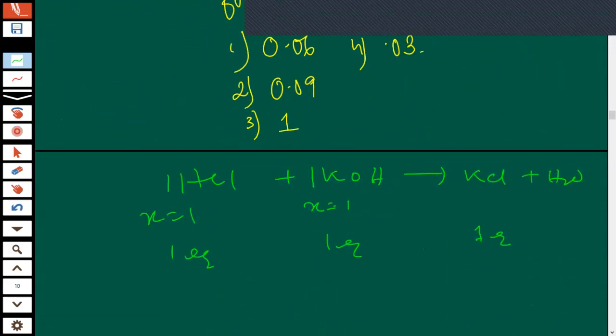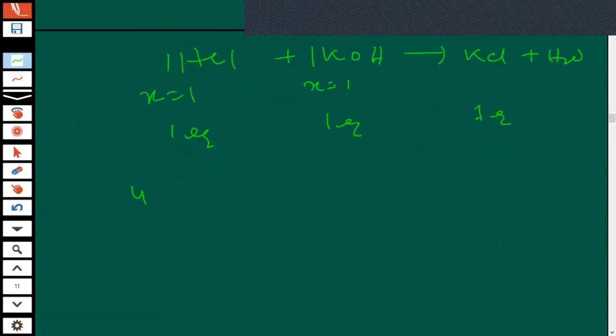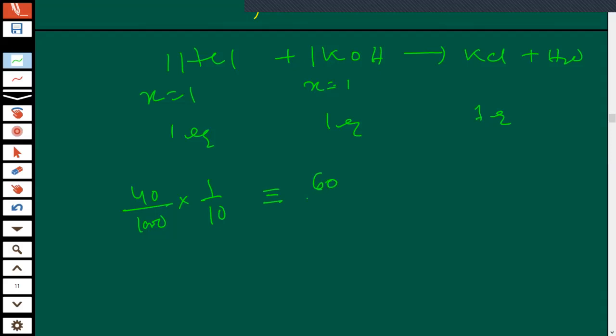40 into 1/10. 40 milliliter means 40/1000, into the normality, 1/10. That is reacting with KOH, which is 60/1000, into the normality, 1/20.